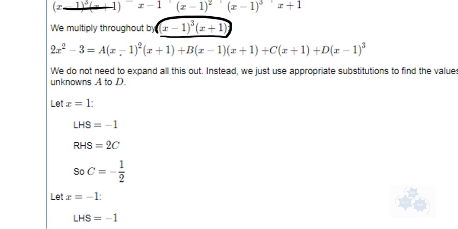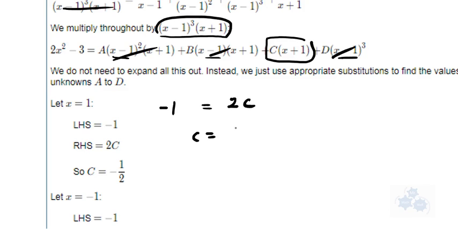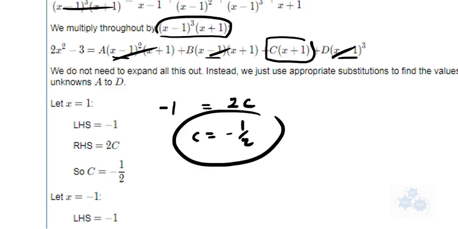So you should notice that we have an x minus 1 in many of these right here. Actually, all of them except for this one. That includes the C. So if you let x equals 1 on both sides, you end up with the left-hand side being negative 1, and the right-hand side with all of these being gone equal to C. And so C then is your negative 1/2. So that's the first step there.